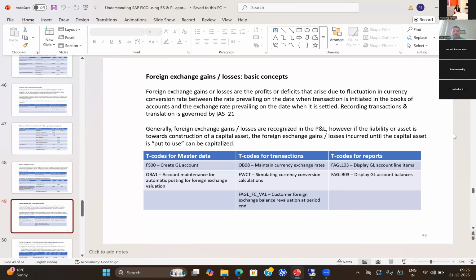But if I have an open liability or open asset in my customer account or vendor account, at the month end or year end I will do the revaluation, because I am yet to pay that person or I am yet to receive the collection from that person. In that case, that foreign exchange fluctuation is called unrealized because I haven't realized that money so far.